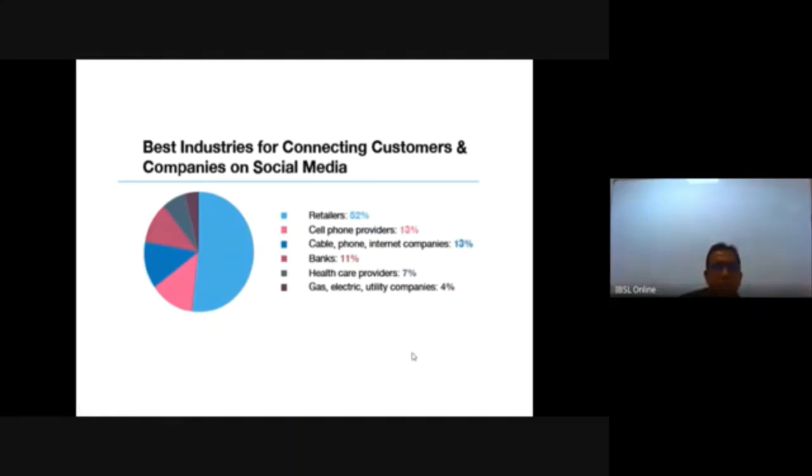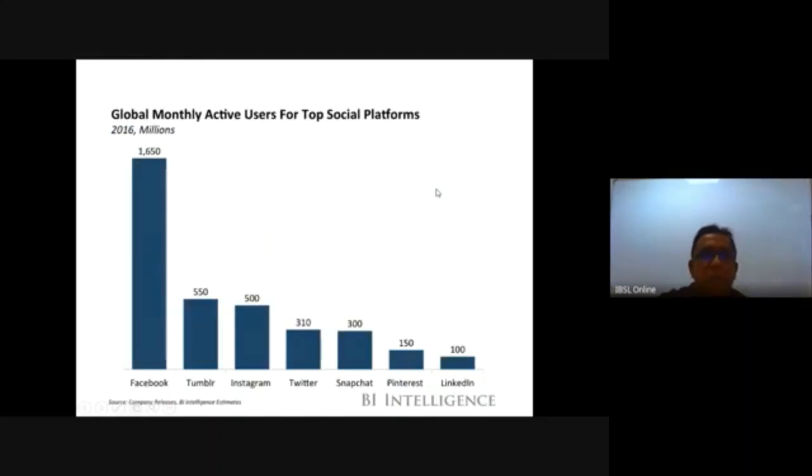Best industries for connecting customers and companies on social media: the retailers. Retailers use social media to a great extent, 52%. Cell phone providers, 13%. Cable, phone and internet companies, 13%. Banks, interesting, only 11%. Maybe this is old data. Now a lot of banks use social media also, maybe more than 11%. But retailers are the ones who mostly use social media for connecting with customers.